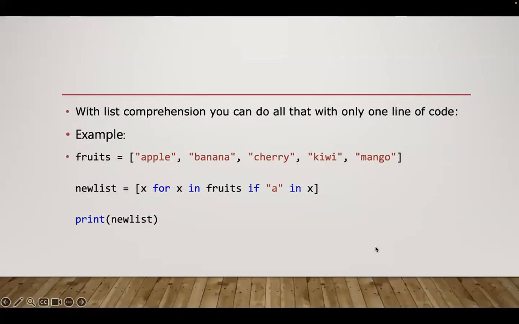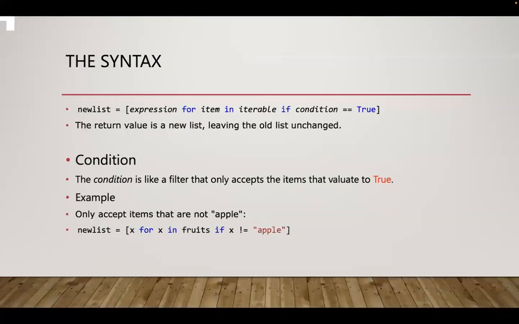Now there is another way of using the list. We can say new list equals expression for item in iterable if condition. If the condition is true, do this. The return value is a new list, leaving the old list unchanged. If you go and check the old list, it's still the same, nothing is changing it. The only thing is you got a new list. So now let's go to condition.